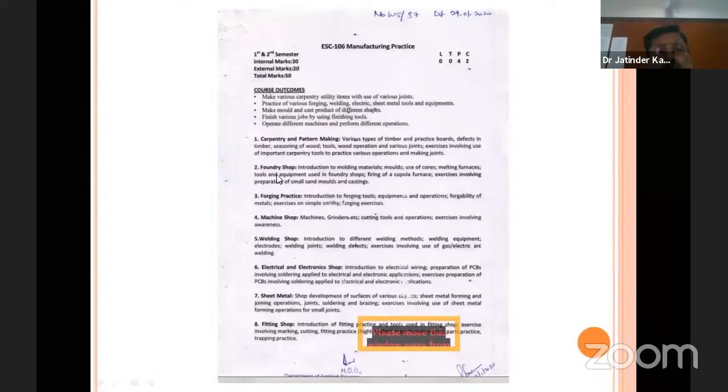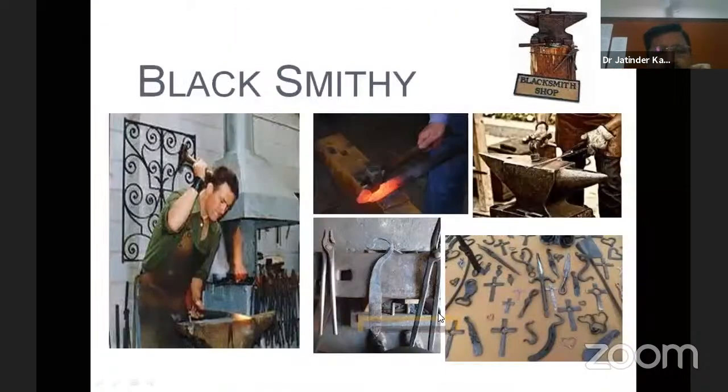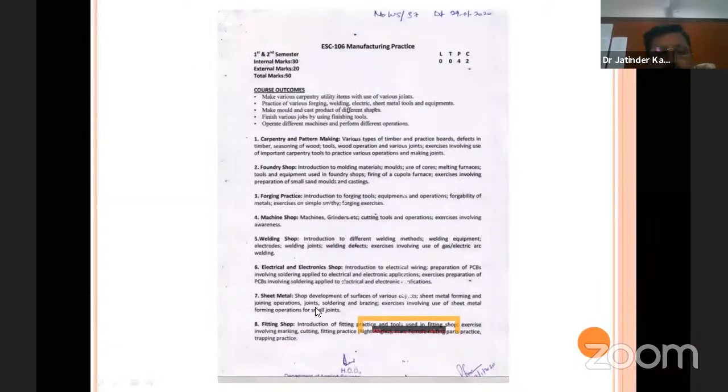The patterns are made in the carpentry shop, and they are used in the foundry shop, right? Forging, machine shop, welding we have discussed. Electric and electronics we have not discussed: certain electronic applications and exercises, that is PCBs. Sheet metal we have not discussed. And fitting shop is just filing work, right? And also certain measuring instruments are there. So this is all about manufacturing practice.